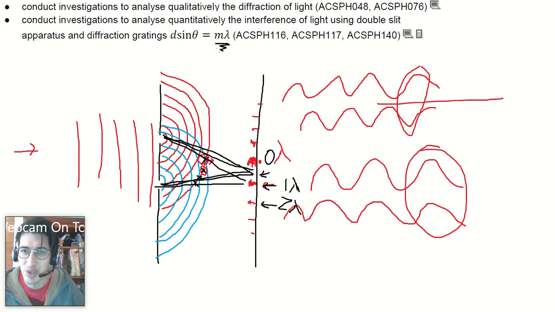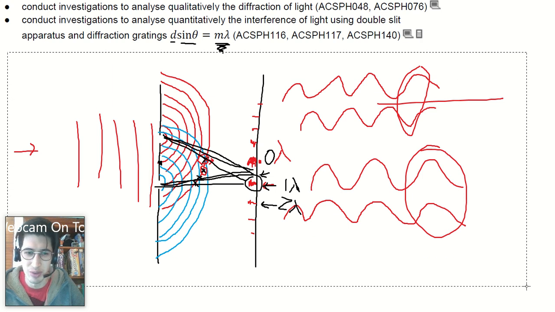Okay, and the bright spot is going to be equal to the distance between the two slits times sine theta. And sine theta is going to be an angle between the bright spot you're looking at and the center of the two slits. Let's look at that in a bit more detail now.